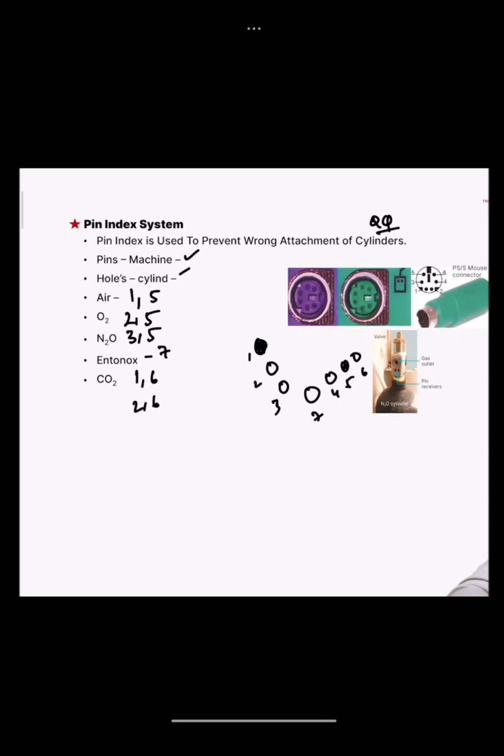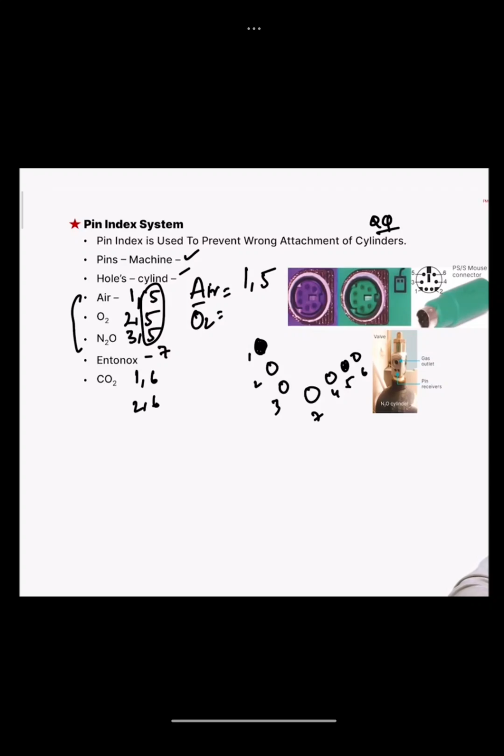But how to remember this, guys? For remembering this, the thing is very simple. Air, oxygen and nitrous, you can easily remember. Why? Because the second pin index for all is the same. What is that? 5. First we have to remember that. The first pin index of air is 1. Remember, air starts with the alphabet A, which is the first alphabet of ABCD. So 1 5, it can be easily remembered.